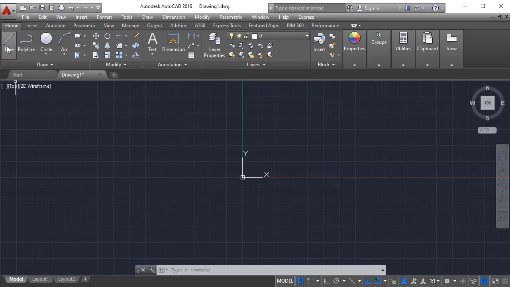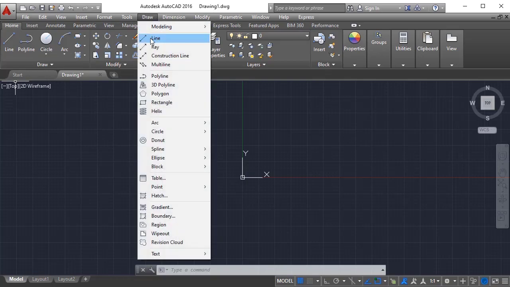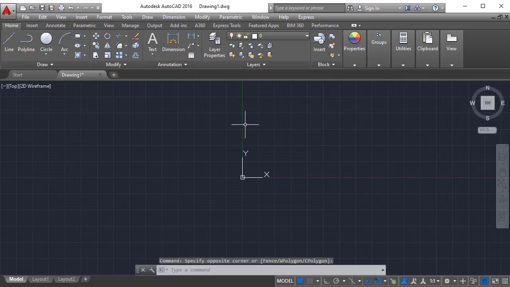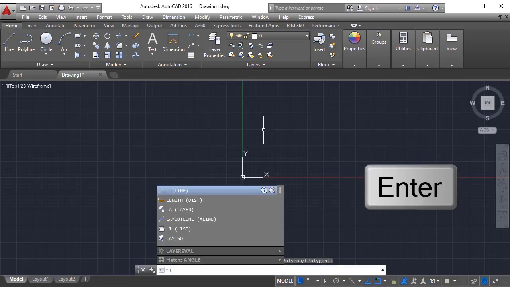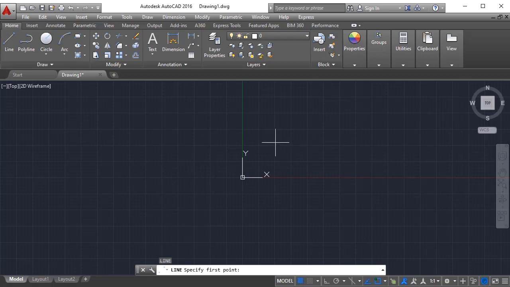So I'm taking the line command here, or you can choose it from the main menu bar. You can choose the Draw menu and select Line, or simply type the shortcut L, enter. If you select the line command, the crosshair will be shown to specify a point. AutoCAD always prompts what to do next, so you can watch this area. This is the command prompt. If you are working with AutoCAD, you always have to concentrate on this area. It is asking to specify the first point.